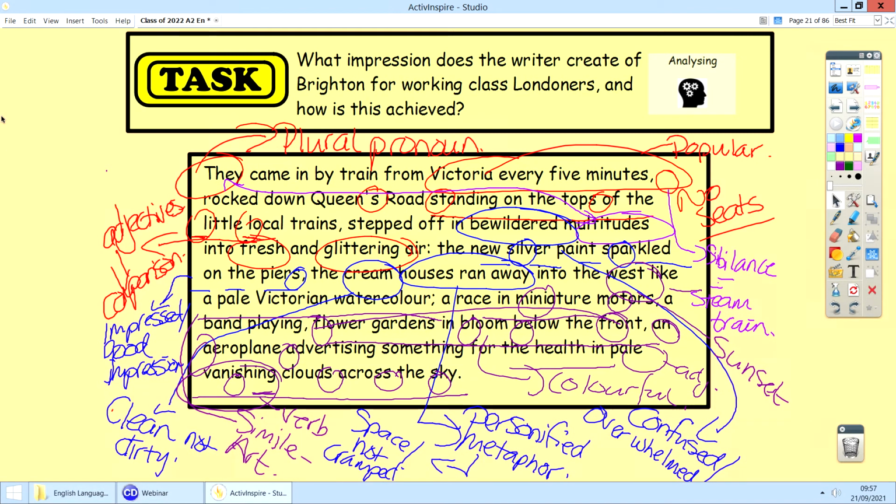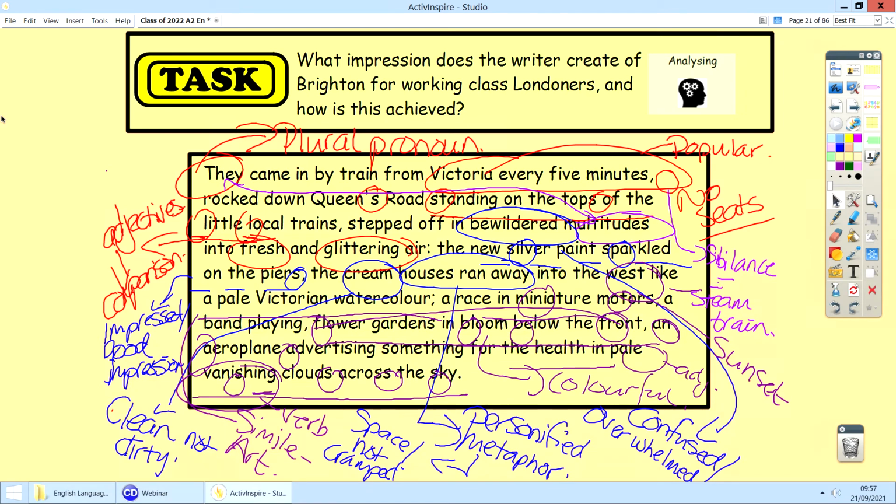We looked at the impression that the writer created of Brighton for working class Londoners and how this is achieved. So there are notes on the screen which I'm not going to go through because there are rather a lot of them, so you can pause and have a look. The sheet for this is in the shared area, and I will make sure that that is up for when this video is posted.